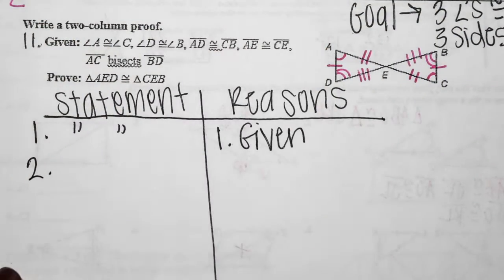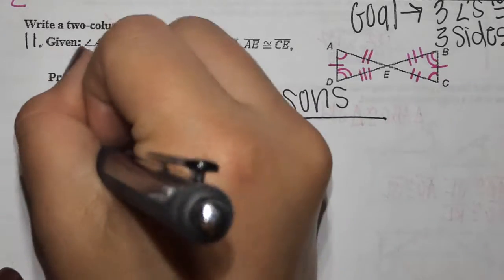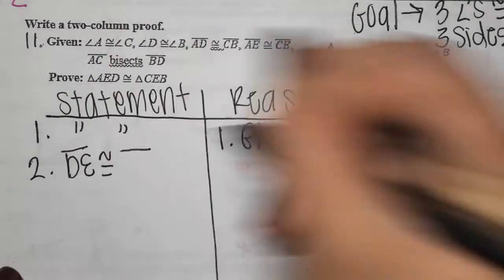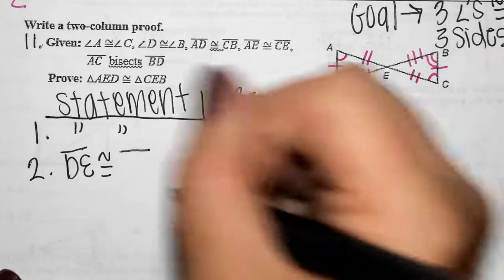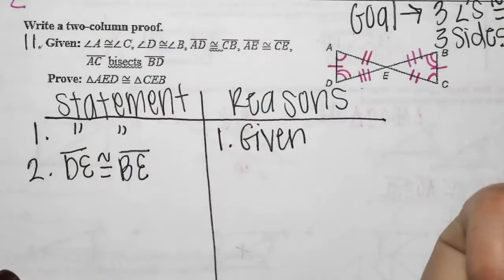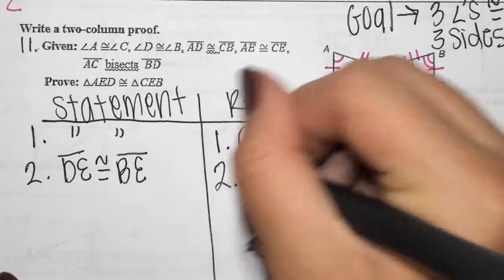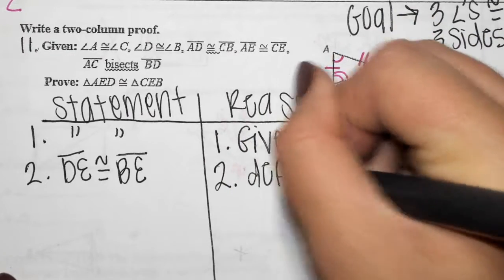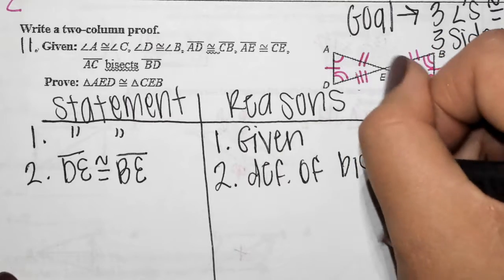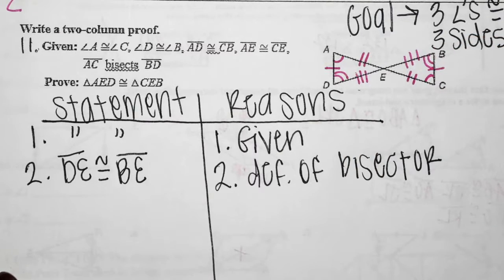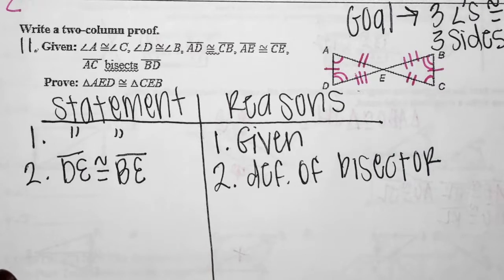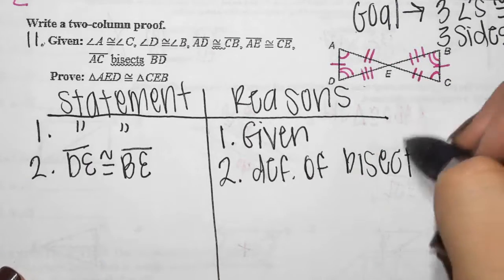So on to DE is congruent. What order do I put this in? DE is congruent to what? BE. Good. Well, what can our reasoning be? Definition of bisector. That's what it means. If it's a bisector, then it sets them congruent. Is that DE, yep. Okay, we have one more thing. So now we've officially covered all 3 sides.